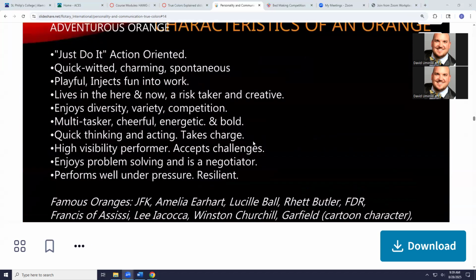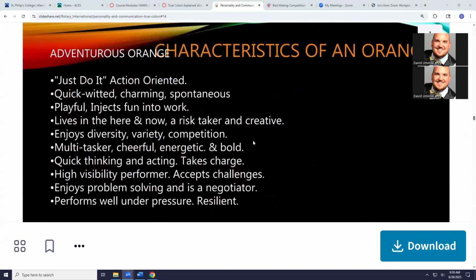All right, let's take a look at our oranges. Who in here is an orange? Nice. Emilio, you and I are right there together. Only one orange in this class. Wow. We're the fun people.